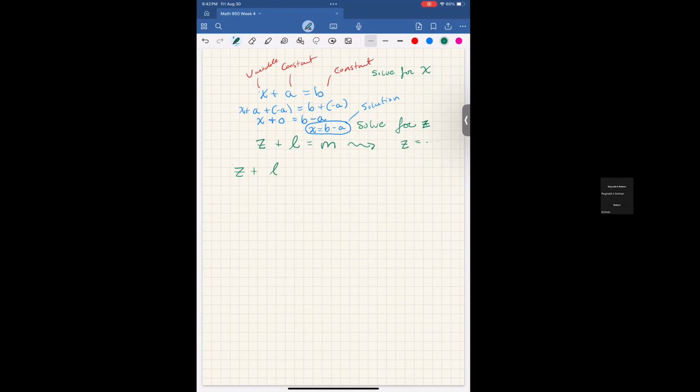So that's all you have to check, guys. If a number is being added with something else, you should know you need to use the additive inverse to move it from one side to the other. So we will just use a negative L. We'll add negative L to both sides of our equation. L plus a negative L by the inverse law, that's going to be 0. We'll have M plus a negative L, which is the same thing as M minus L. Z plus 0 is just Z by the identity law. And finally, we get our solution.